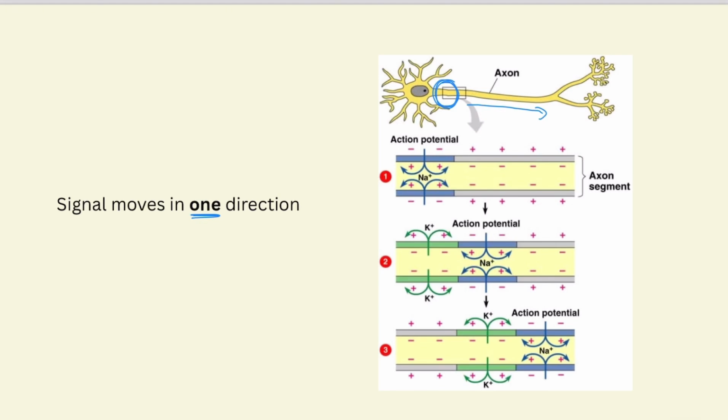So the main takeaway here is the directionality of the signal. As you can see, it does not happen backwards at all. It happens in one single direction.